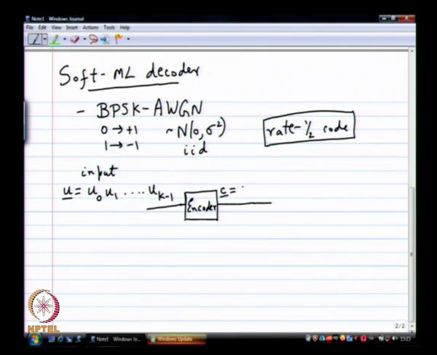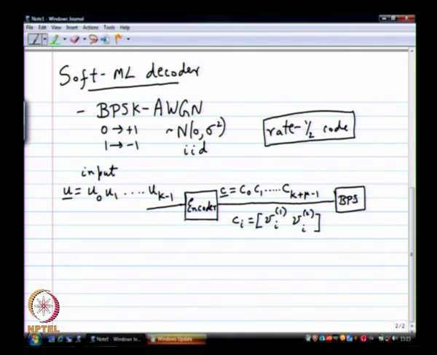So the code word is going to be, I'll call it C0, C1, and so on till C K plus mu minus 1. It will go all the way till there, and each Ci is actually V1i and V2i. Okay, so it's actually a vector. Is that okay? So this is the output, and then as usual you have BPSK, and then you have the AWGN channel. Is that okay?